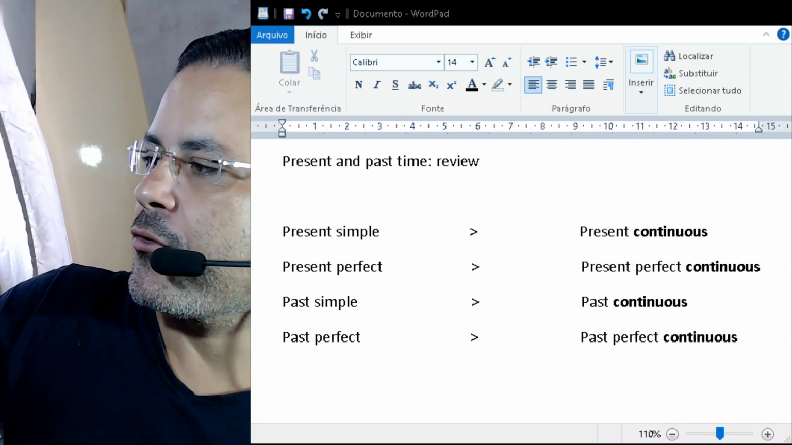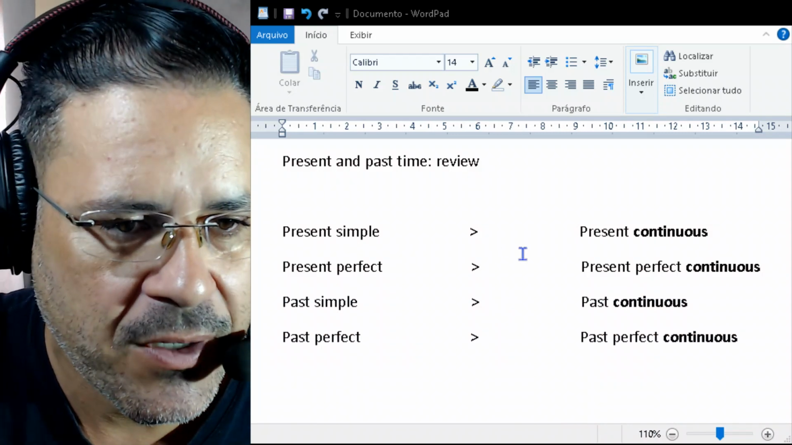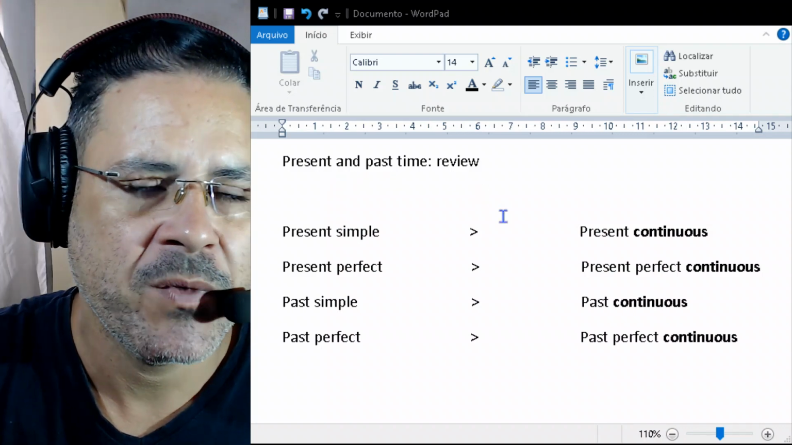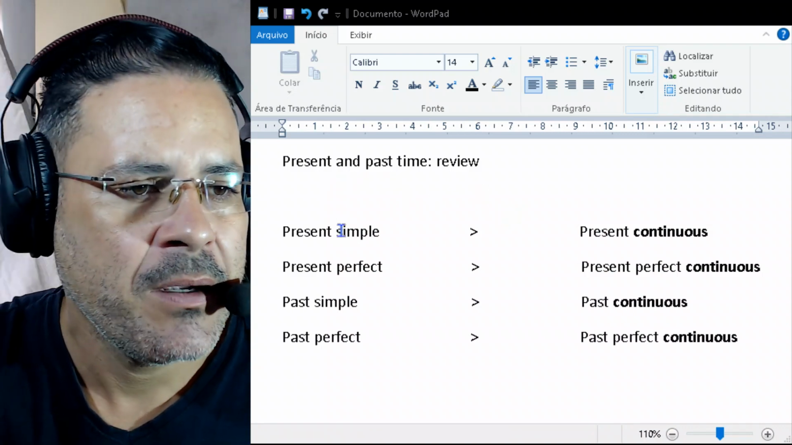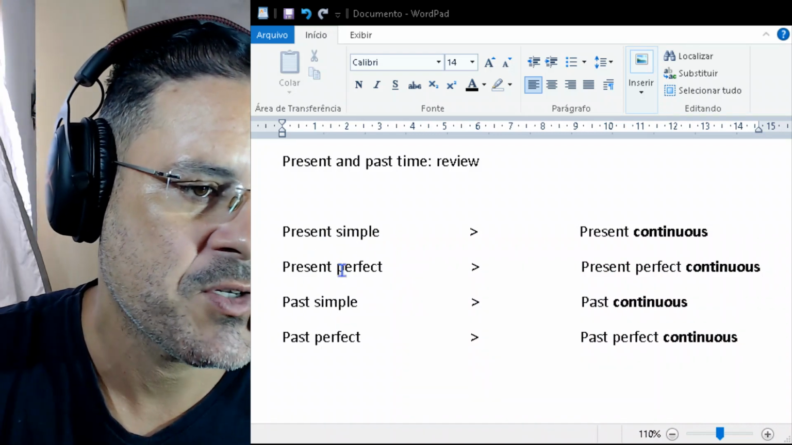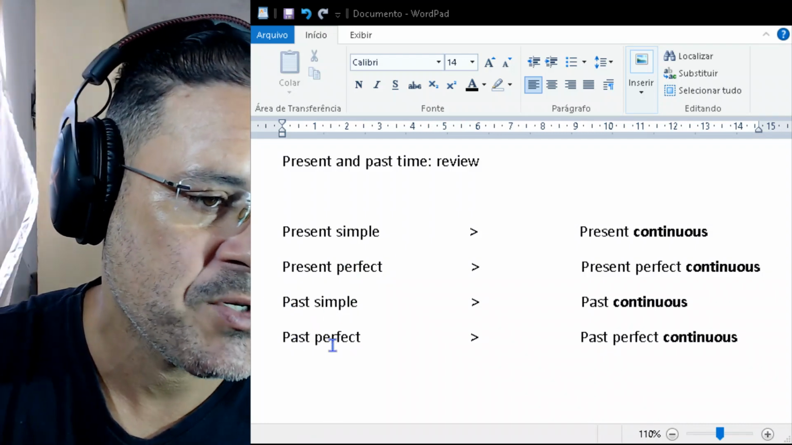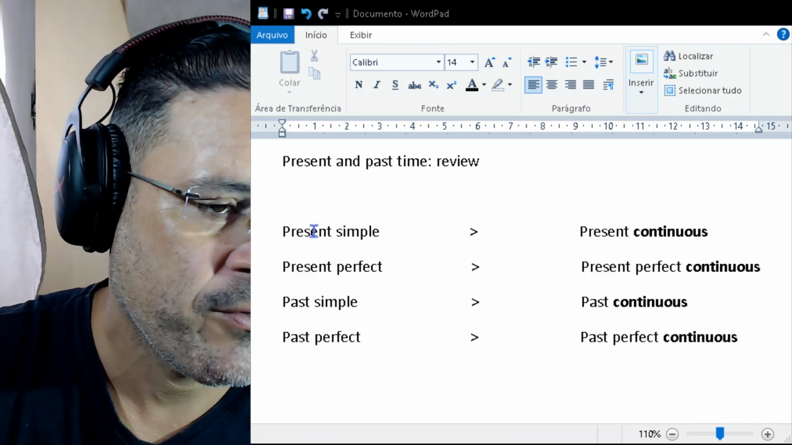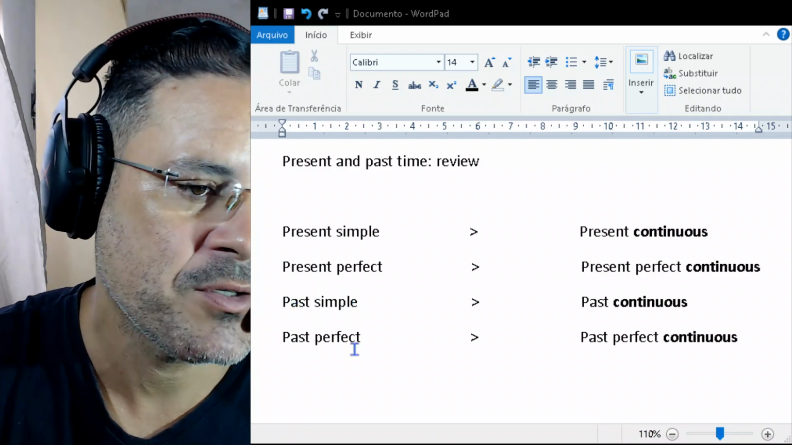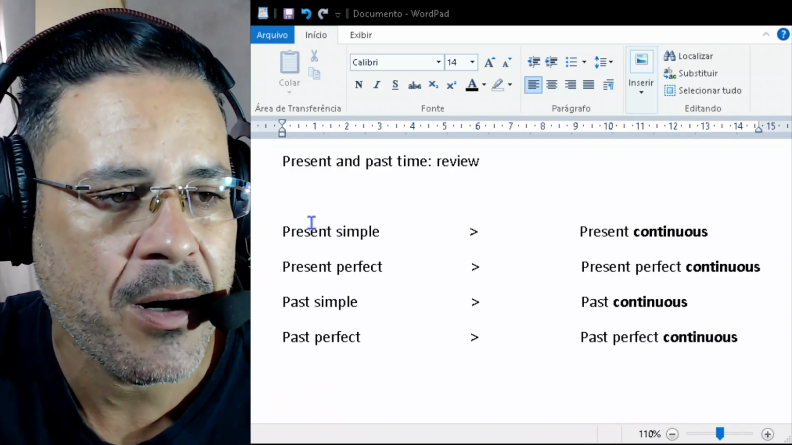Okay, we've already gone through the tenses in English. It might look a little bit difficult, but actually it's not. So this is present and past time review. So what are the tenses in English? It's quite simple. We've got the present in its simple way and in its perfect way, and we have the past in its simple way and the past perfect. So for the present we've got the simple and the perfect, and for the past we also have the simple and the perfect. So we've got four tenses to refer to the present and the past.